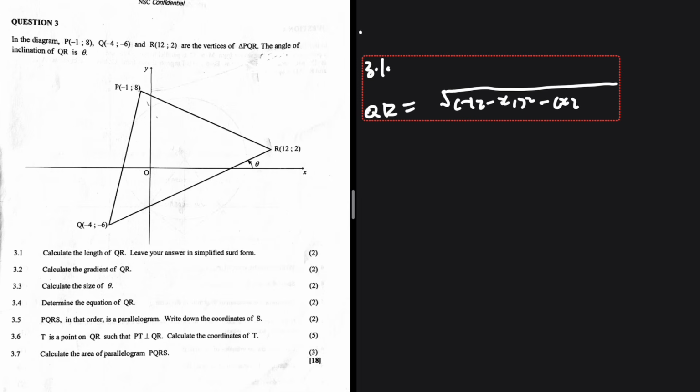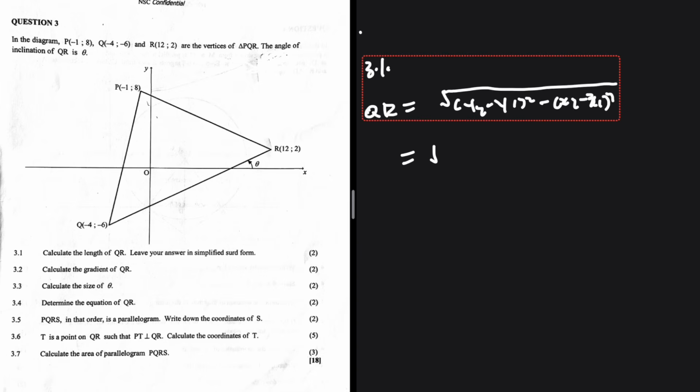Right, so the length of QR, let's stick to the very basics. Let's not complicate our lives in any way. So the length of QR would be the square root of y2 minus y1, squared, plus x2 minus x1, squared.